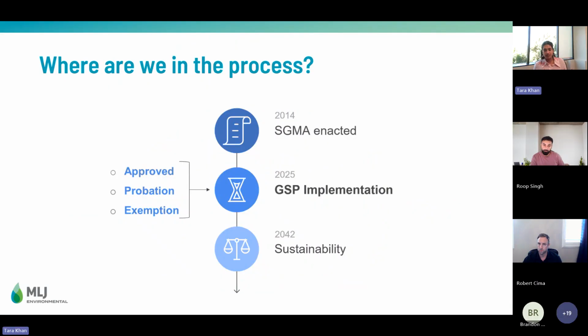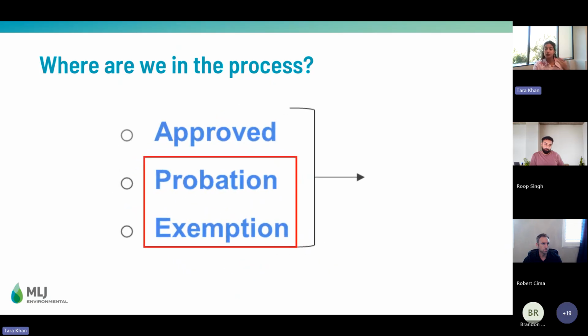So where are we at in the process? 10 years into the program, it's 2025. Many GSPs have been submitted. Most folks are beginning to or have started moving into the implementation side of things. And we have really 15 years or so to get things on track. So whatever stage you are at in terms of GSP approval and determination, you're starting to think about implementation. And your status affects your data collection requirements.